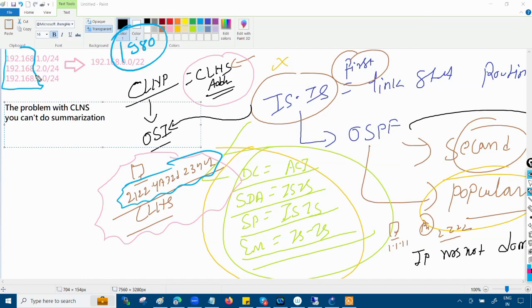Your bits should be matched. Remember how we did the performance summarization? Bits have to be matched. But in CLNS, the bits are not matching. It's a different set of bits we are using.